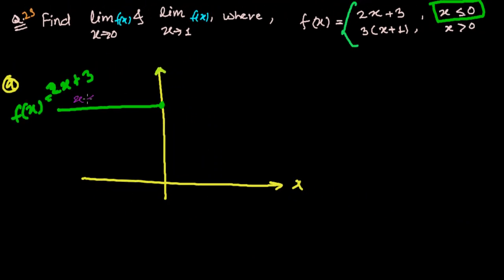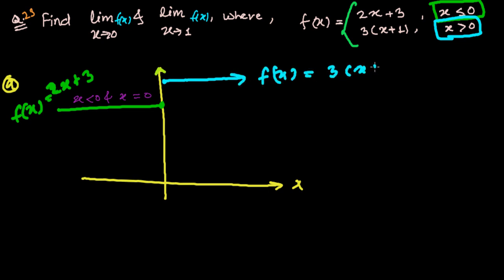So whenever our x is less than 0 or equal to 0, we have to use this function. And one more function we have: whenever our x is greater than 0, it's not going to touch this line. Then at that time we need to choose the function 3 times x plus 1. So randomly I'm choosing, I'm not sure about that, but let's say this function is here, just for a while. But it's not going to touch that line. Let's say this is f of x equals 3 times x plus 1. This is for all x greater than 0.